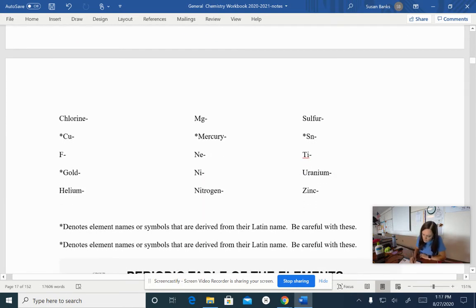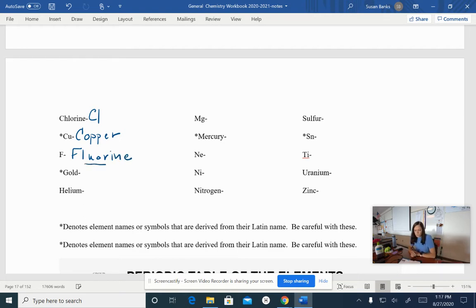Chlorine, the symbol for chlorine is Cl. Cu is Latin for cuprum, which we call copper in English. F is fluorine. Now, this is kind of a hard one to remember how to spell. We usually want to put the O before the U and call it like flowering, but it's fluorine. The U comes before the O.